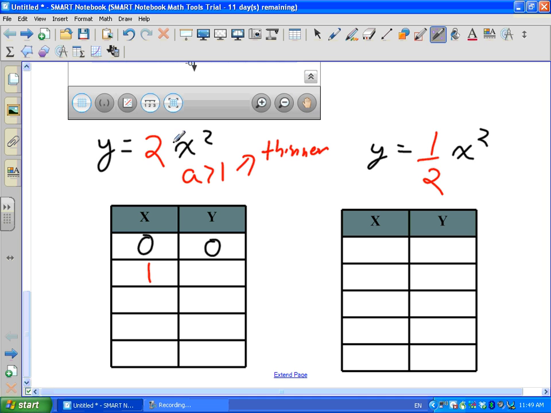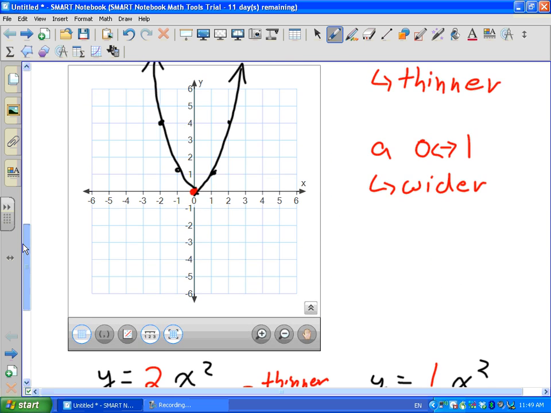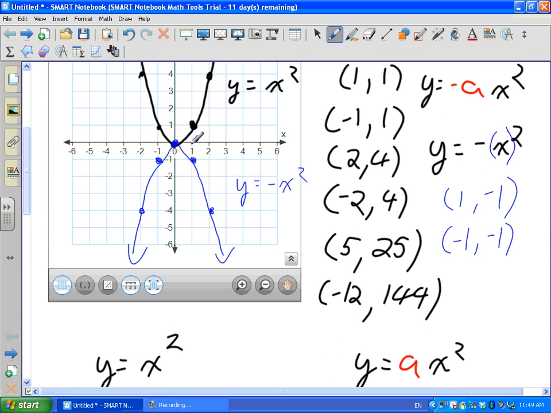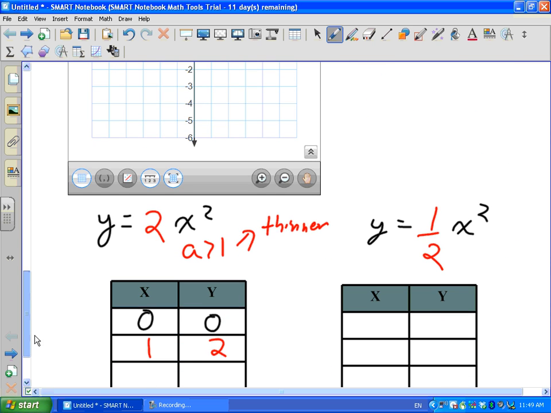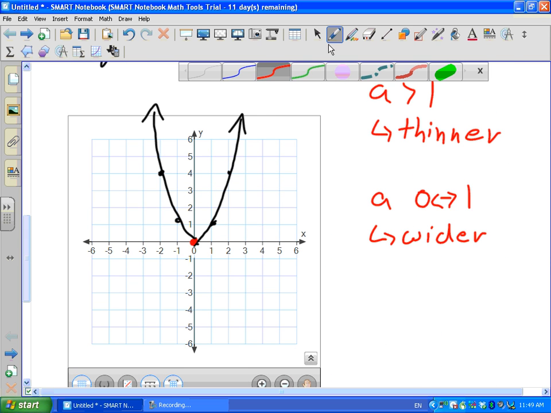I substitute 1 in for that x. What is 1 squared? 1. And then when I multiply that by 2, I get 2. If you guys notice from our coordinates above, that's different. We're used to going over 1, up 1. In this instance, we're going over 1 and up 2. So our next coordinate is 1 and 2.